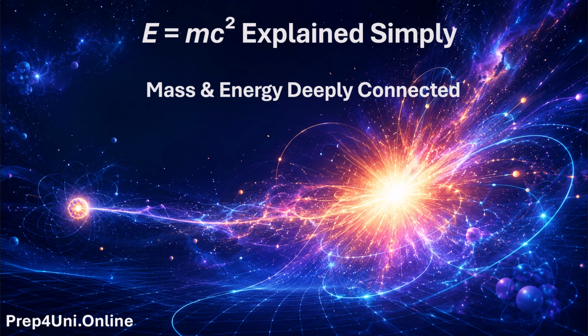Even a tiny amount of mass can contain an enormous amount of energy, because it is multiplied by the speed of light squared. In this video, we will explain the meaning of E equals mc² in a simple visual way. We will also see why it matters in nuclear reactions, the sun, particle physics, and modern technology.